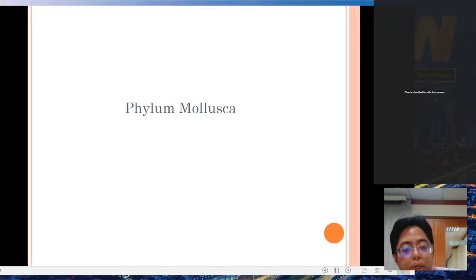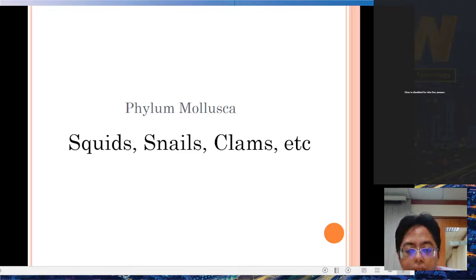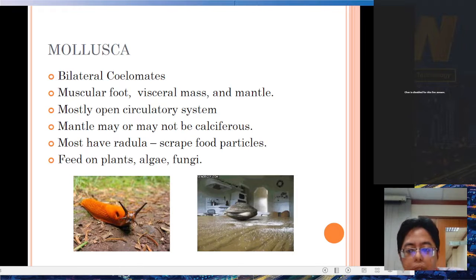Next is mollusca. Mollusca includes the clam, snail, and also squid. Mollusca is also a bilateral coelomate, meaning that they actually have organs. When you cook the clams, you probably would not see any organs, but they have complete organs. They have a muscular foot, visceral mass, and mantle, and the circulatory system is open. The mantle may be calciferous. If you look at the clams, the outer part of the shell is very hard, so the mantle is calciferous in clams.